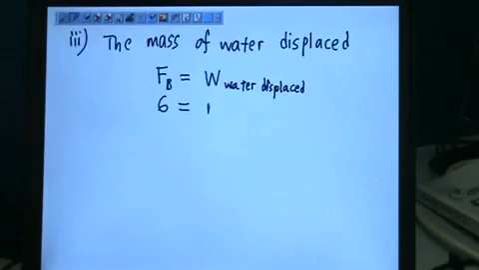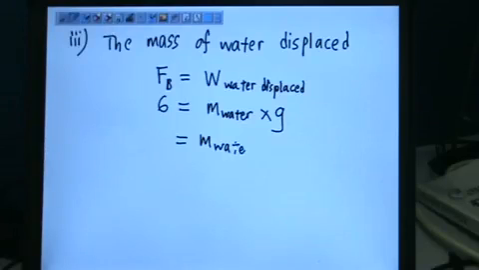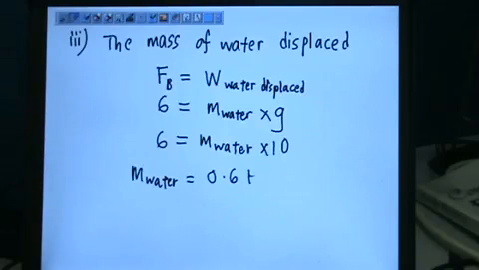So the weight of the water should be mass of the water times G. Mass of the water times 10 equals to 6. So the mass of the water is actually 6 divided by 10, 0.6 kg.